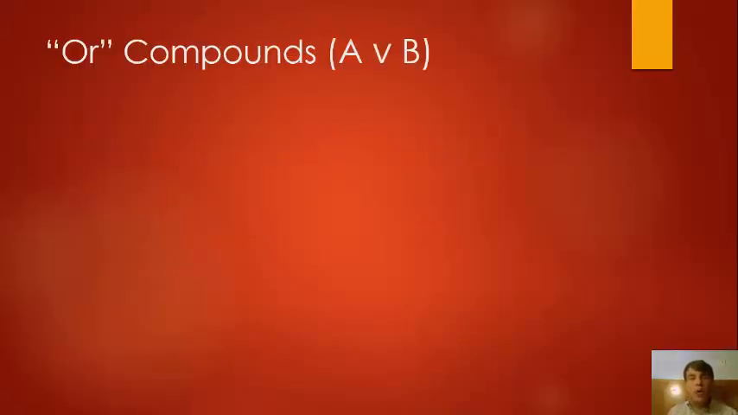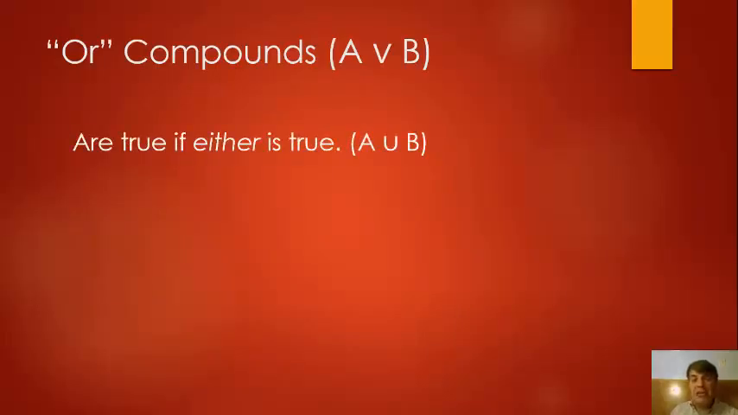Okay, let's talk about OR compounds. So, OR compounds are true if either of the inequalities is true. And in set notation, we do this with a regular U. That's the union of set A and set B.